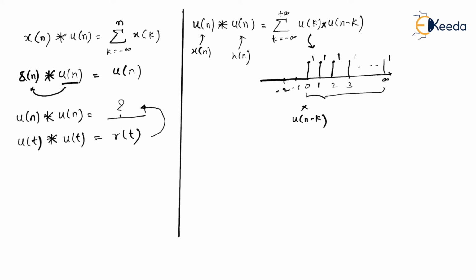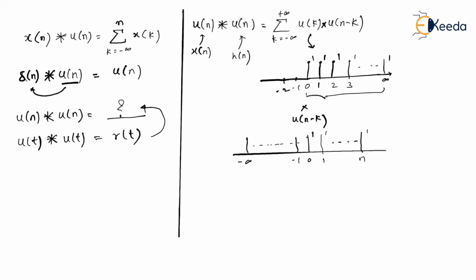We have already drawn this u of n minus k, so I'll not discuss how it is drawn. I'll directly draw u of n minus k. It is the signal present from minus infinity, then at 0 also, let's say at 1 also, up to n. Is that right? So tell me, whenever these two signals get multiplied, what is going to happen?